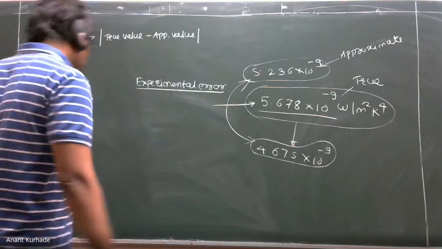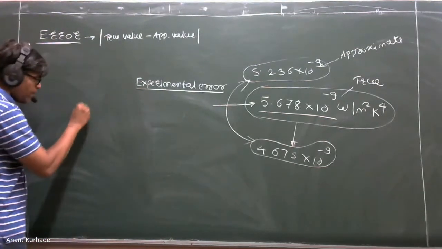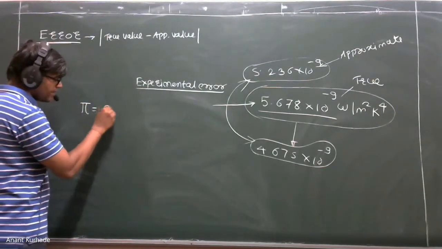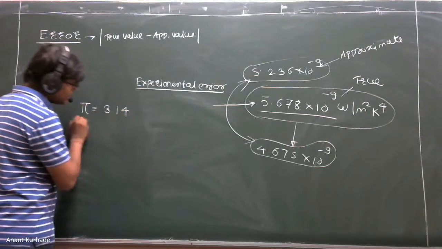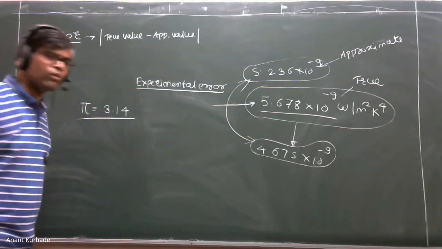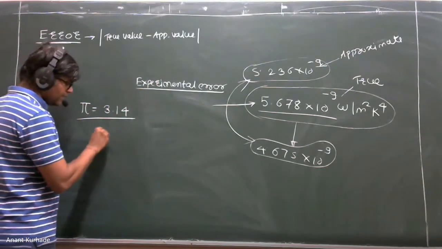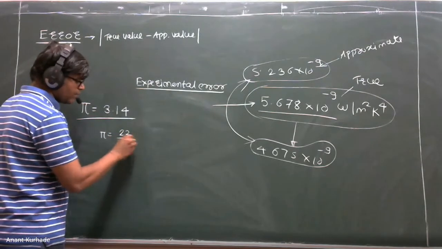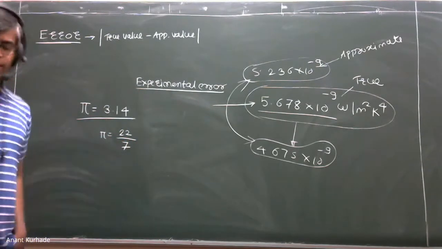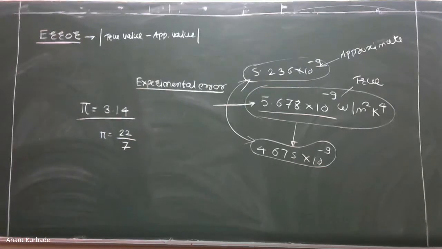Now see, we know that the value of pi is 3.14. We are taking this as 3.14. Okay, but again we can say pi is 22 upon 7. In the calculator, when we do this calculation, 22 divided by 7, just a minute.